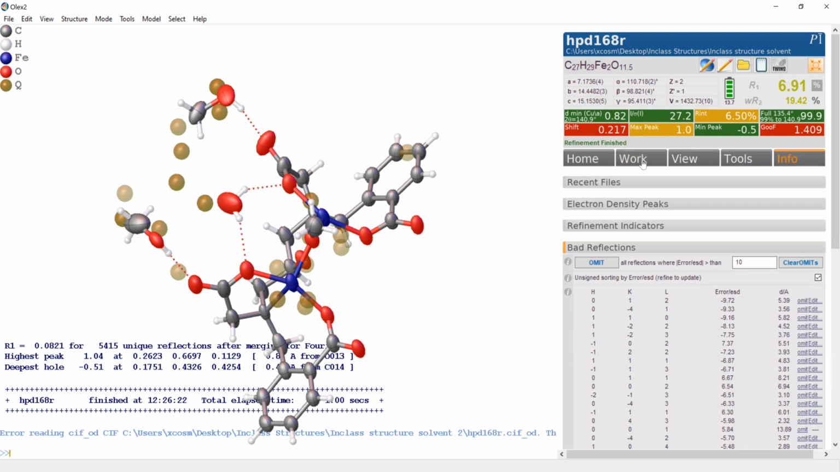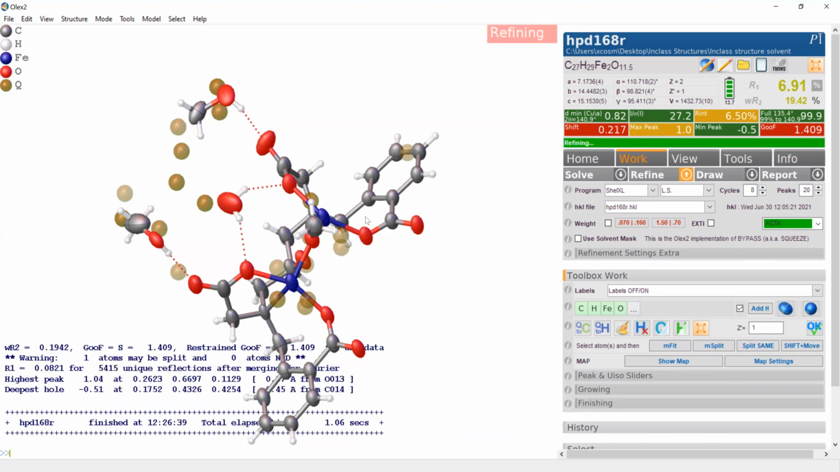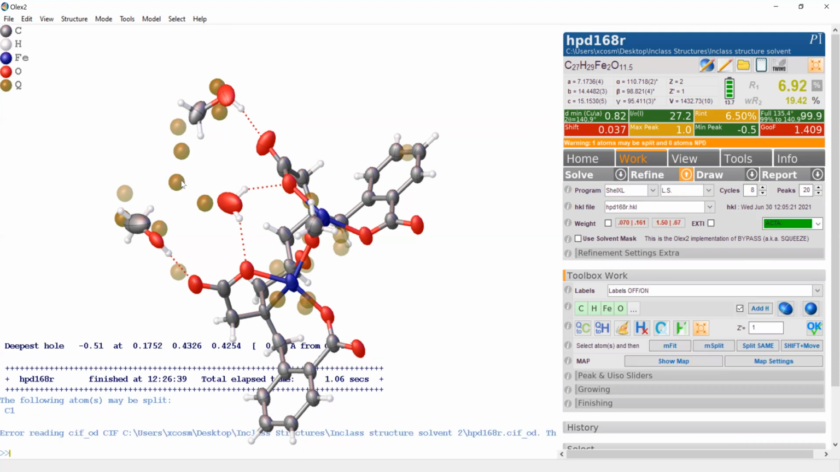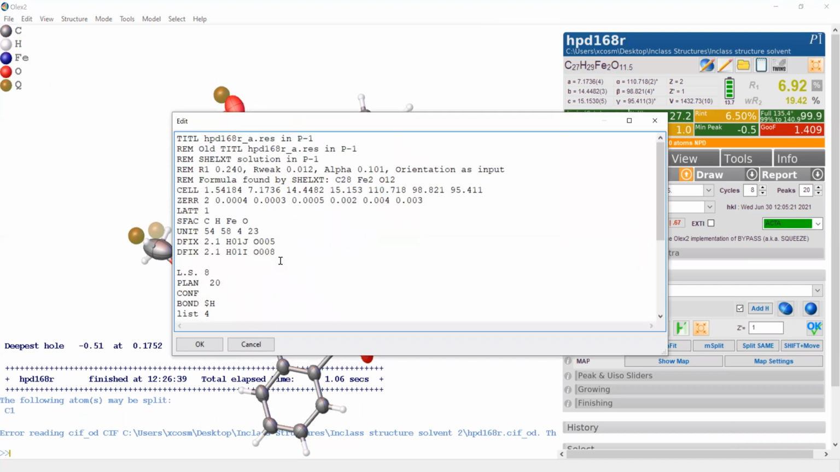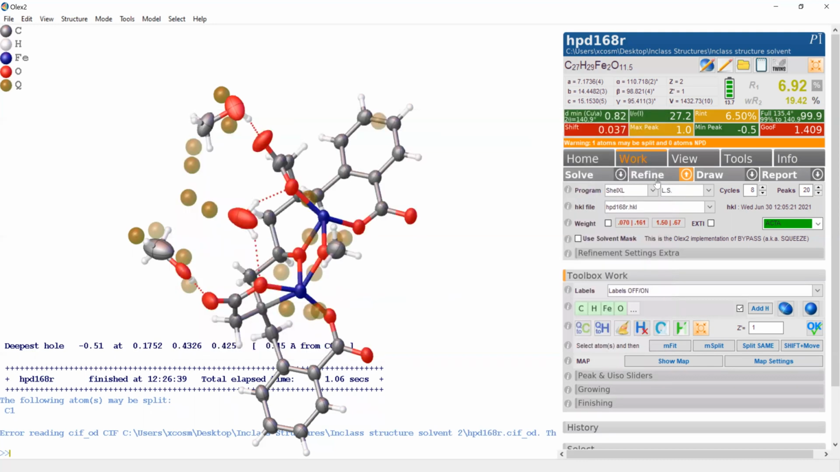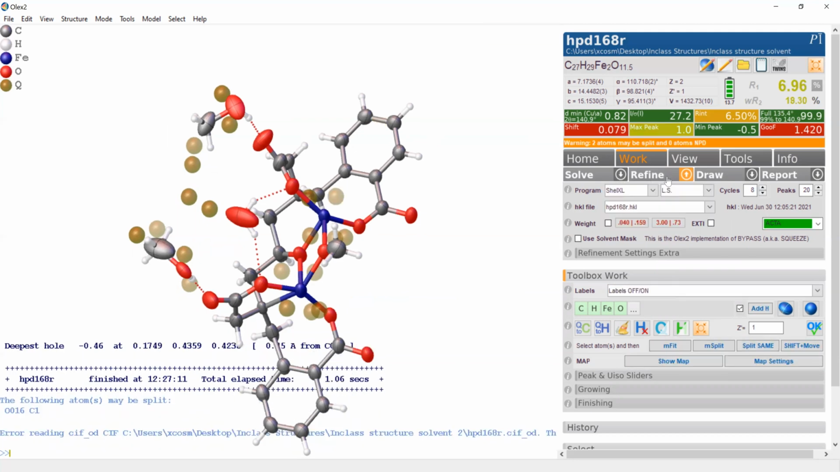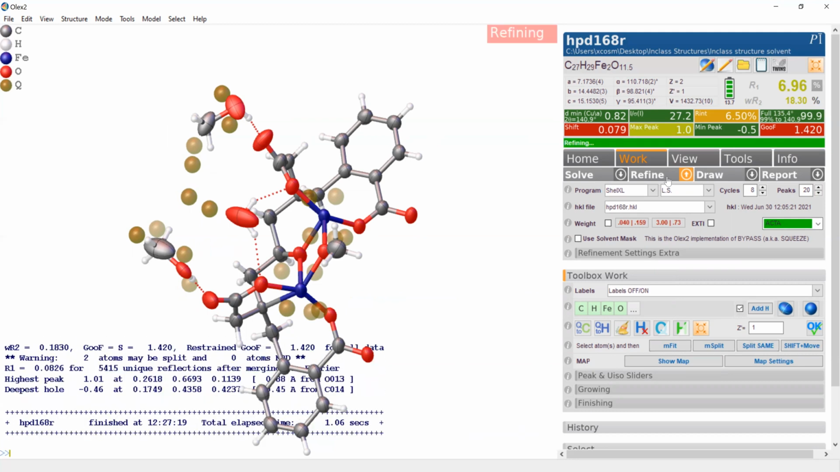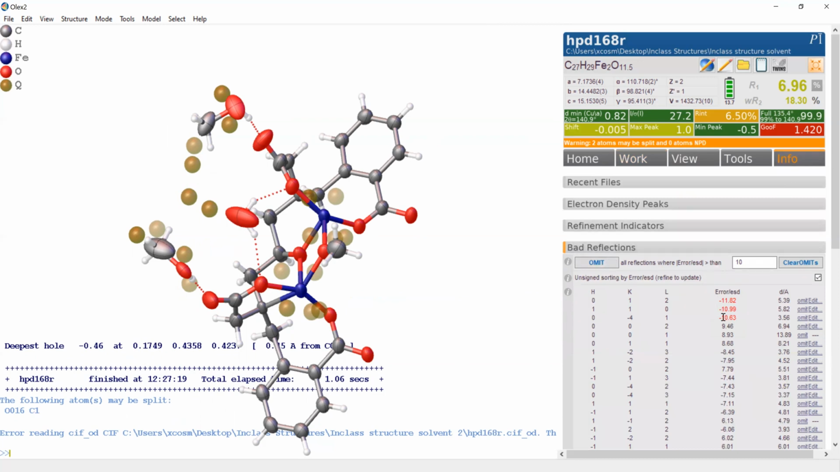Check any bad reflections. So now I'm just playing with the weighting parameters until I'm happy. So we have some bad reflections here. Let's omit them.